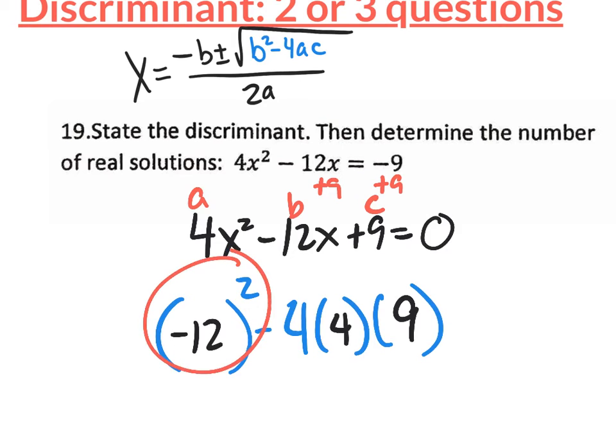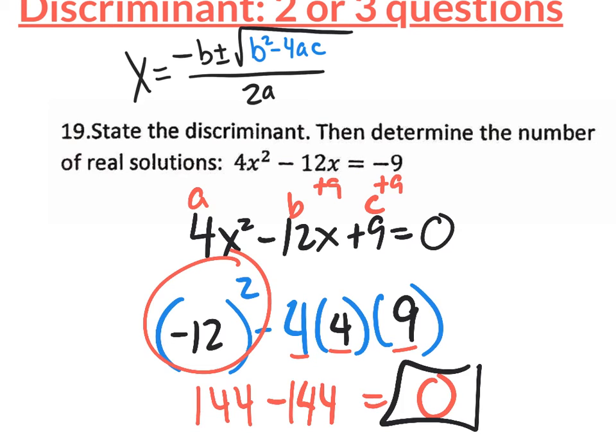So negative 12 squared, that's 144. If we go 4 times 4, that's 16, and 16 times 9 on a calculator is 144. So we really have 144 minus 144, which is 0. So our discriminant is 0, which means that we have only one real solution.